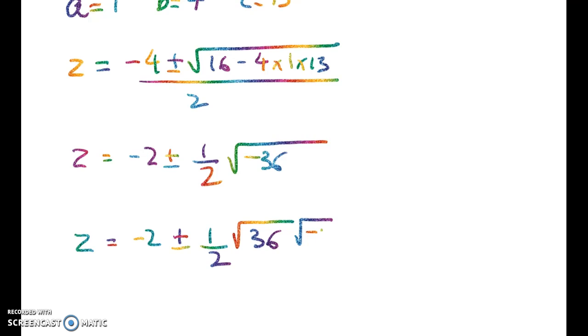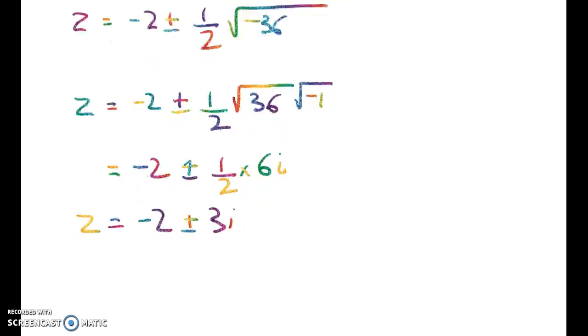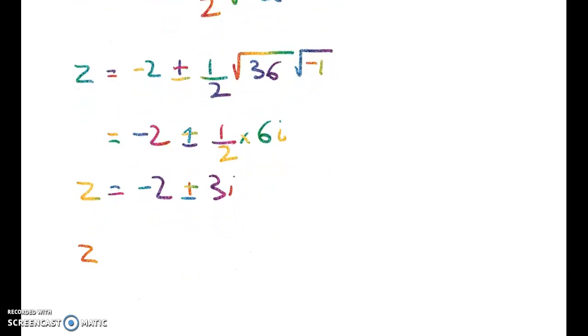So z is equal to negative 2 plus or minus 1/2 times the square root of 36 times the square root of negative 1, which gives me z equals negative 2 plus or minus 1/2 times 6i. So z equals negative 2 plus or minus 3i. So you can see the conjugate pair thing happening there. We've got z equals negative 2 plus 3i and z equals negative 2 minus 3i.